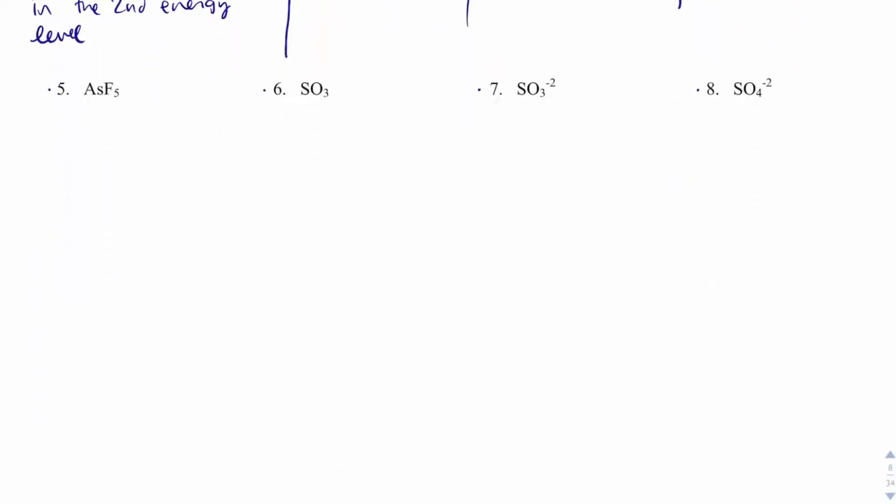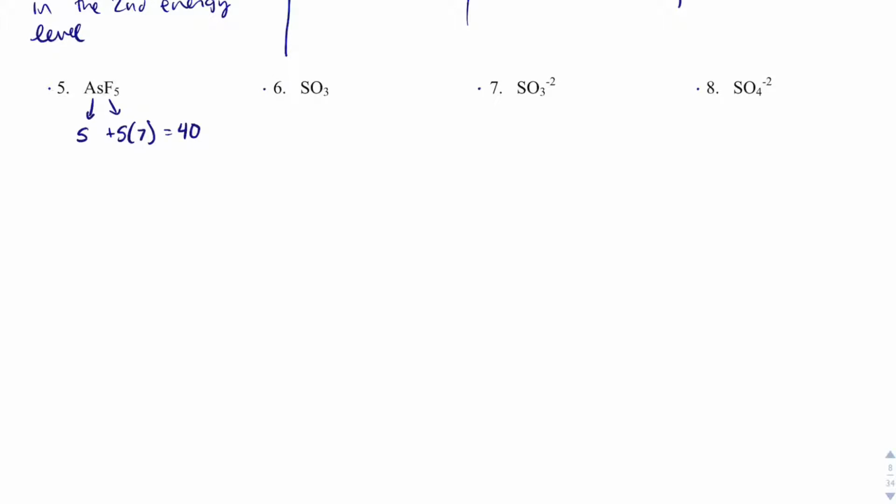Okay, let's do a few more. We have arsenic pentafluoride. Arsenic has 5 valence electrons. We have 5 fluorines, and they each have 7, and so we get 35 plus 5. We have 40 valence electrons, and man, is that a lot.